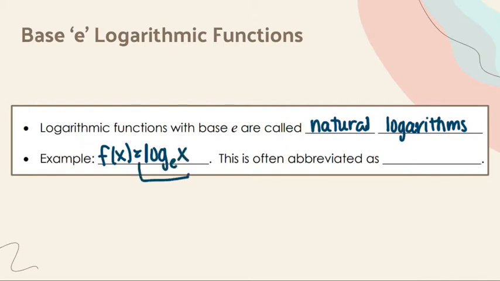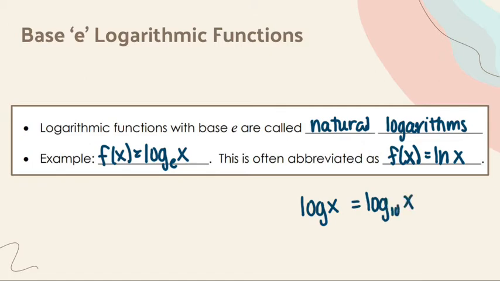However, we're never going to write this. We don't want to use log base e. Instead, it's abbreviated as f of x equals ln of x, and the ln means natural log. So just like log x means log base 10 of x, ln x means log base e of x. This is just an abbreviated way to write a very commonly used logarithm.